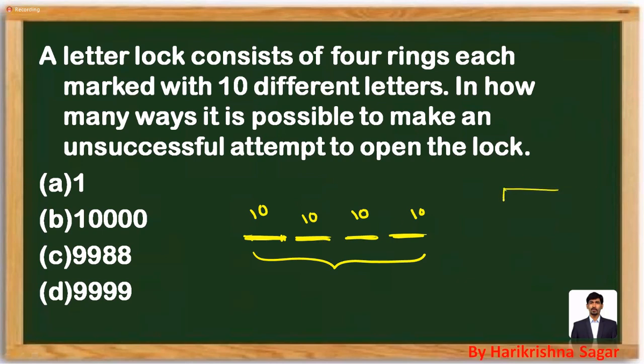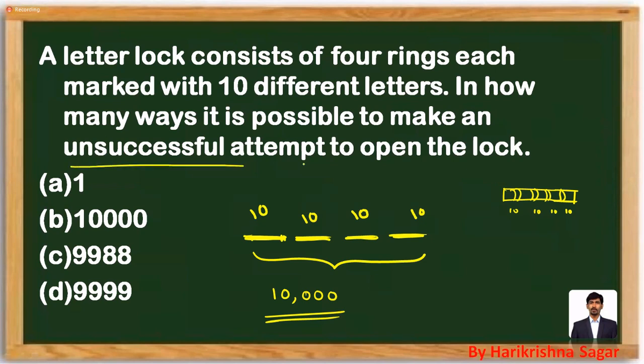You can understand, sometimes you can see this type of lock on a bag. So there are four characters. The first one can have 10, 10, 10, 10. So in total we are going to have 10,000 possibilities to create the lock. Out of the 10,000 possibilities, 1 is going to be the correct key.